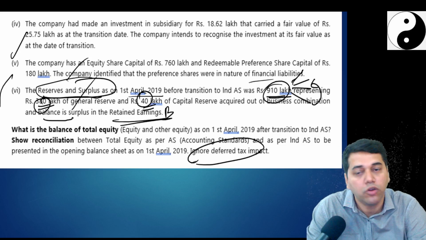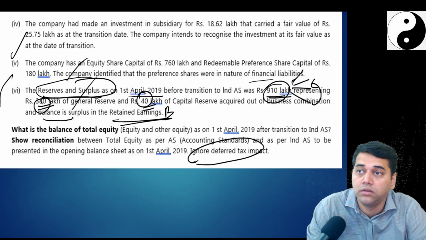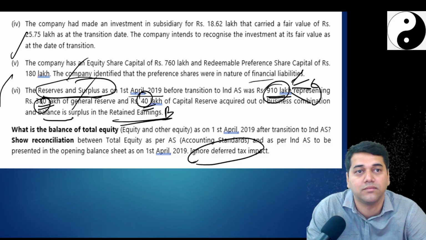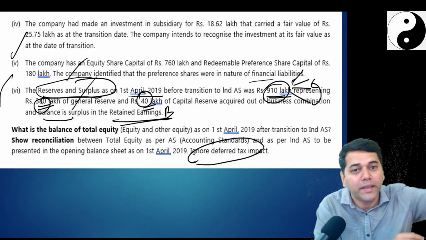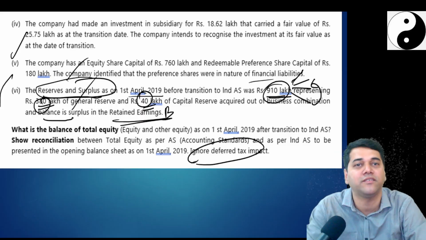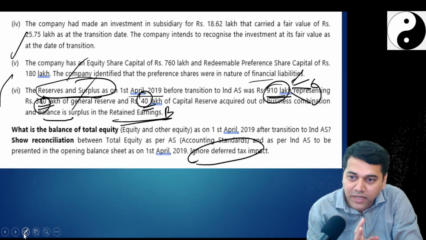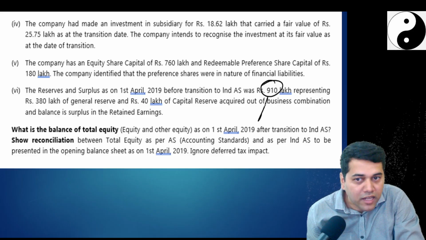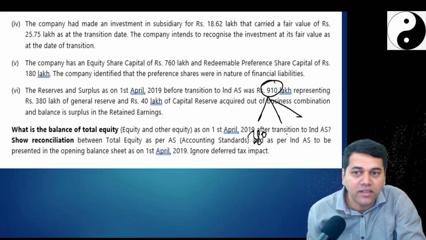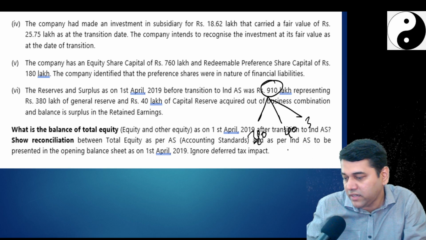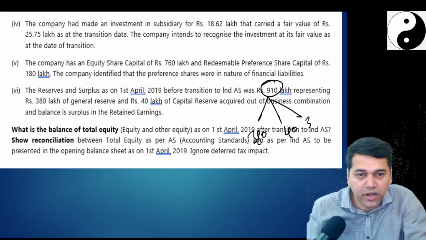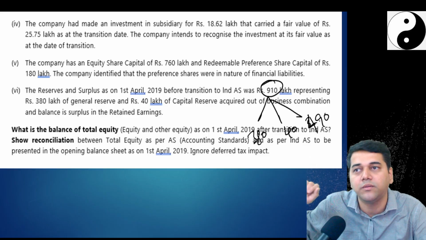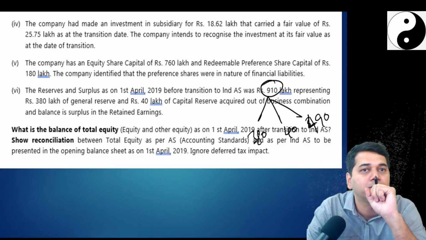Or alternatively, you have to make an assumption here that the accountant must have placed this under some financial liability. Otherwise, you have to make an adjustment from some of the other reserve. Where is it sitting? They said very clearly that your reserves and surplus is 910, and there are only 3 breakups: 380, 40, and 490. If this was the case, and there is already one FCTR, where is that FCTR? Not there.